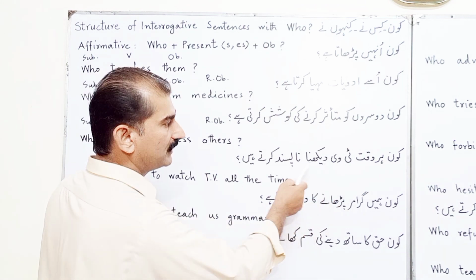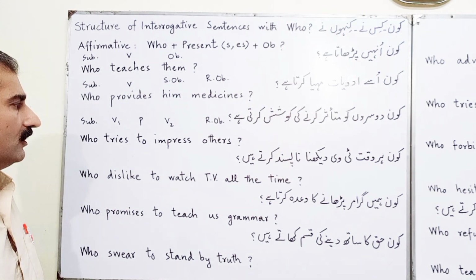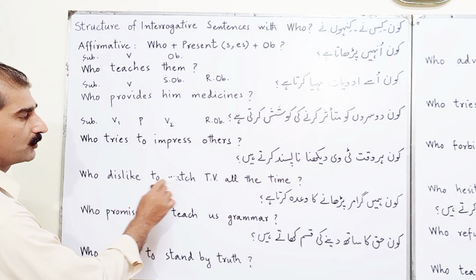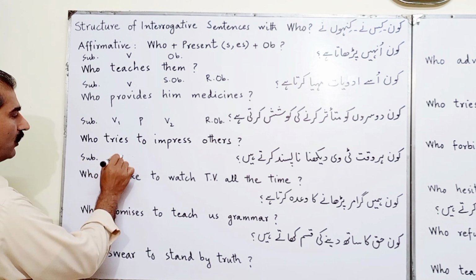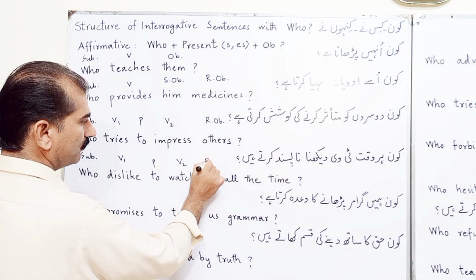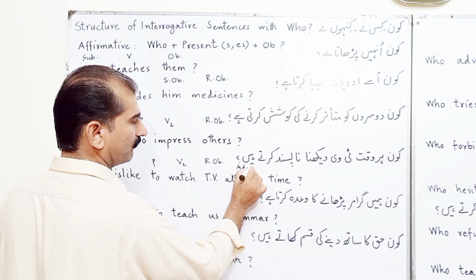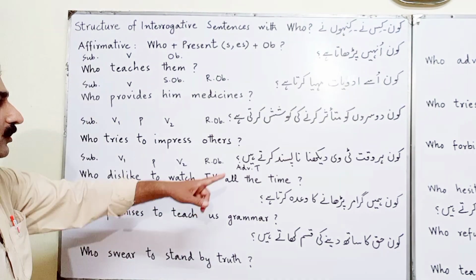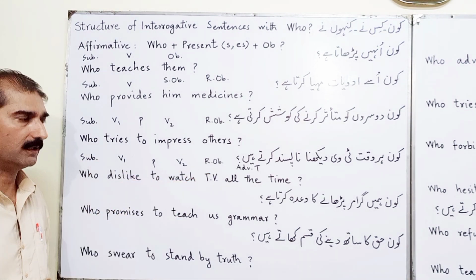Who dislikes watching TV all the time? Mostly parents do not like their kids to watch the TVs all the time. Who dislike to watch TV all the time? Who will become the subject over here? Dislike is verb one, to is a preposition, watch is verb second. The TV is the real object over here. All the time is the adverb of time. We will add only adv.t. Who dislike to watch TV all the time?